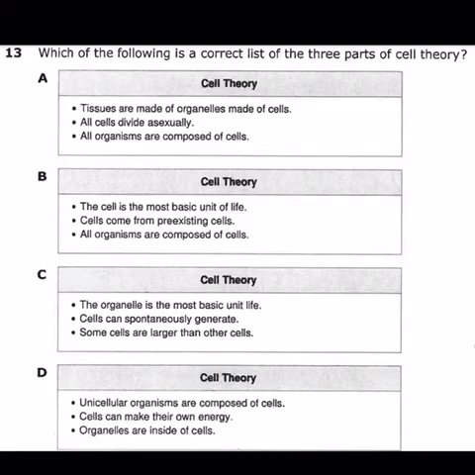C. The organelle is the most basic unit of life. Cells can spontaneously generate. Some cells are larger than other cells. D. Unicellular organisms are composed of cells. Cells can make their own energy. Organelles are inside of cells. Which of the following are the 3 parts of cell theory?